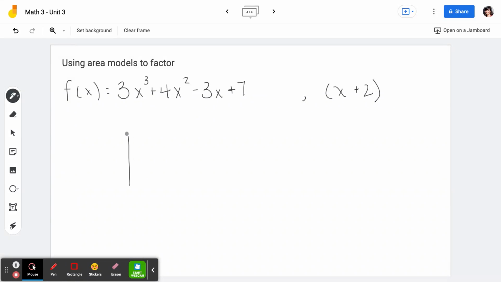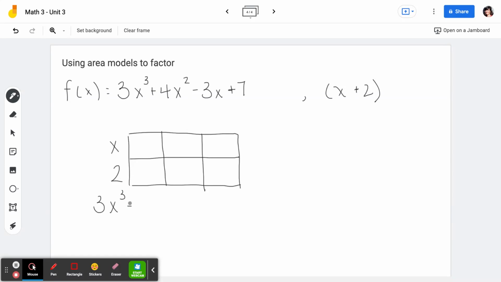It has 4 terms. There are no terms missing. When I factor it by a linear function, that is degree 1, I'm going to be left with a quadratic function. So I know that it's going to be a box with 3. So I have x plus 2 here, and then down here, I have 3x cubed plus 4x squared minus 3x plus 7.